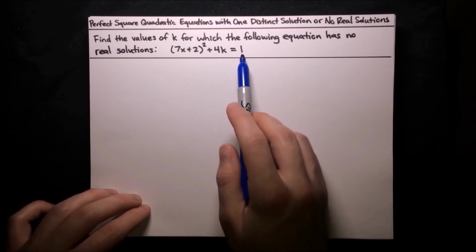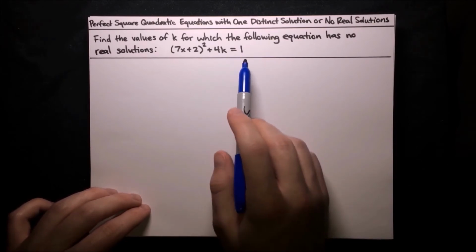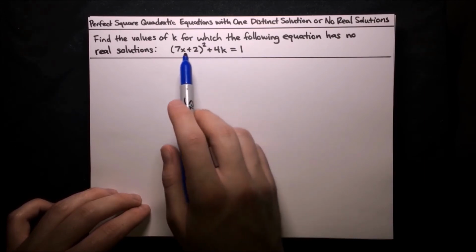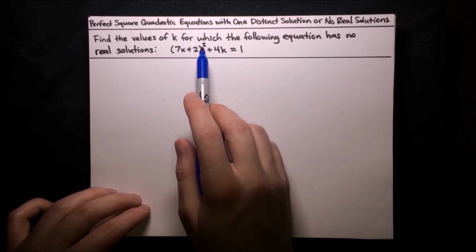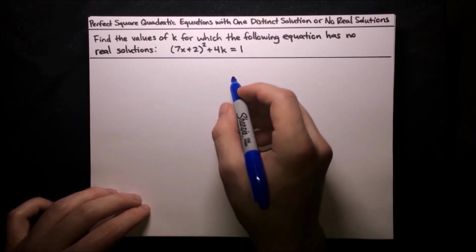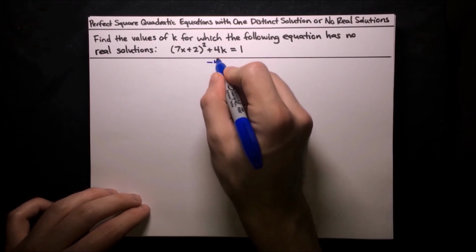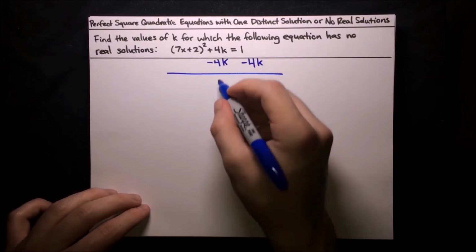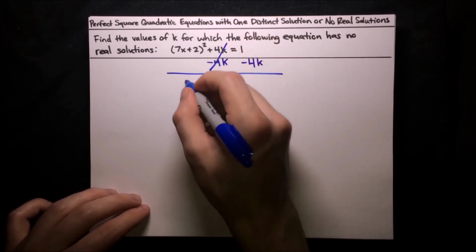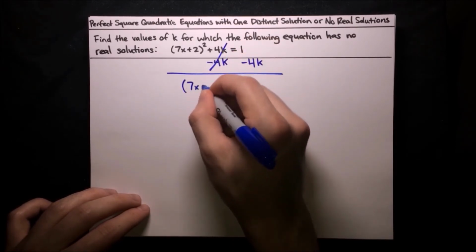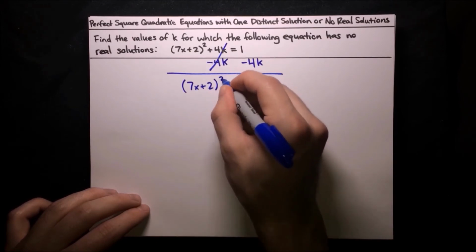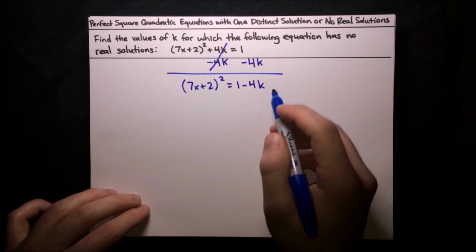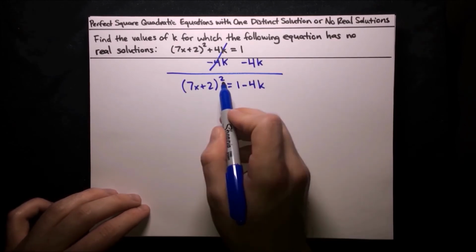So let's just deal with this in the same way that we did previously. Let's just subtract off that 4k, get it to the right hand side, we'll get that squared quantity alone, and then we can deal with that by taking the square root. So first step, subtract 4k from both sides. Alright, so we'll do that. That'll cancel out that plus 4k there, and then we'll just have 7x plus 2, that quantity squared, is equal to 1 minus 4k.